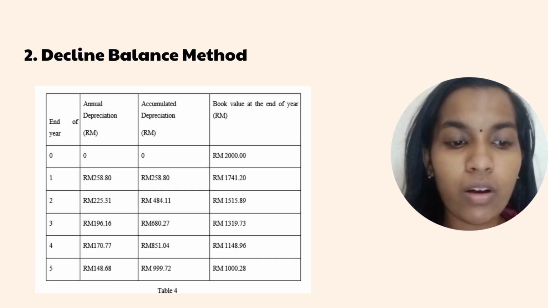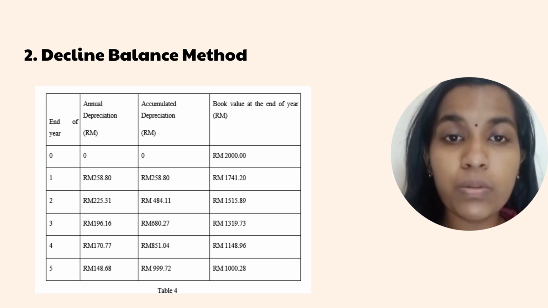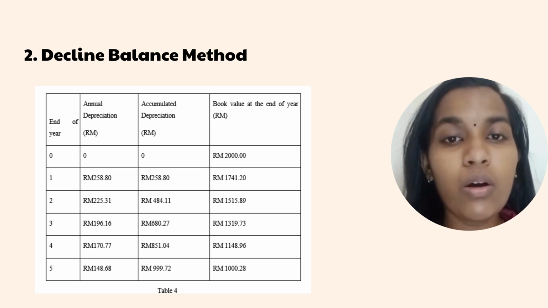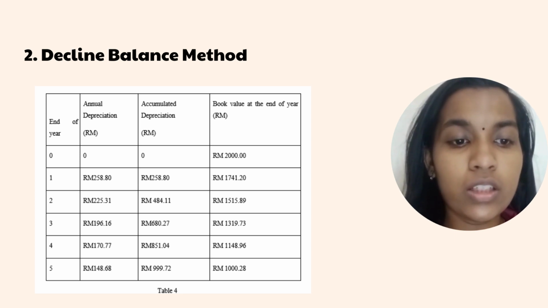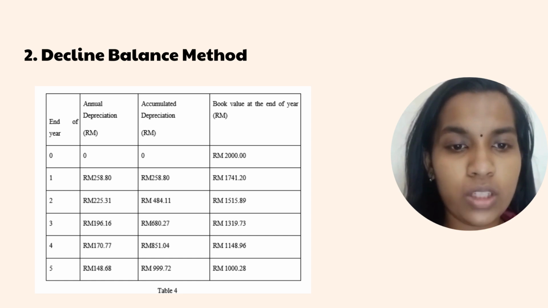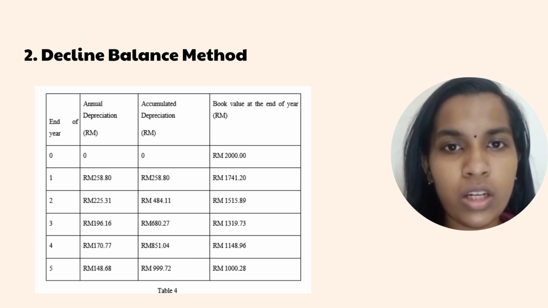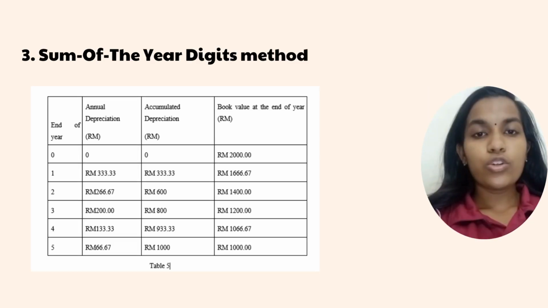After all calculations, the annual depreciation for the fifth year will be 148 ringgit 68 cent, and the accumulated depreciation will be 999 ringgit 72 cent, and the book value at the end of the fifth year will be 1000 ringgit 21 cent. So for the third method, sum of the year digits method, the S will be 50.